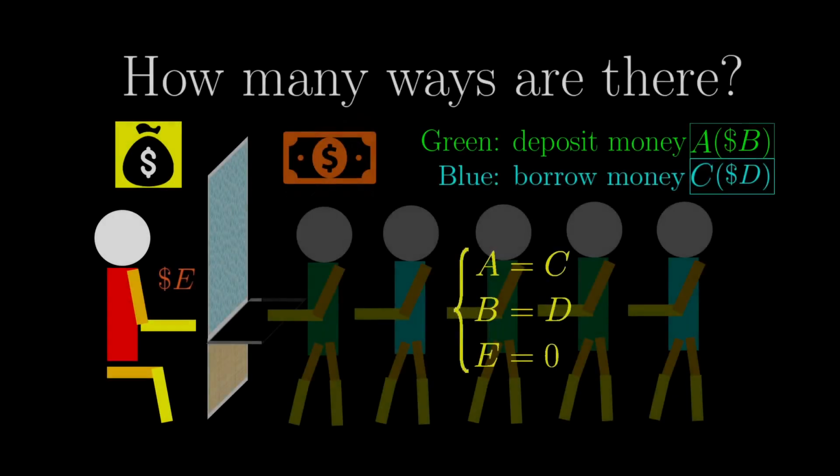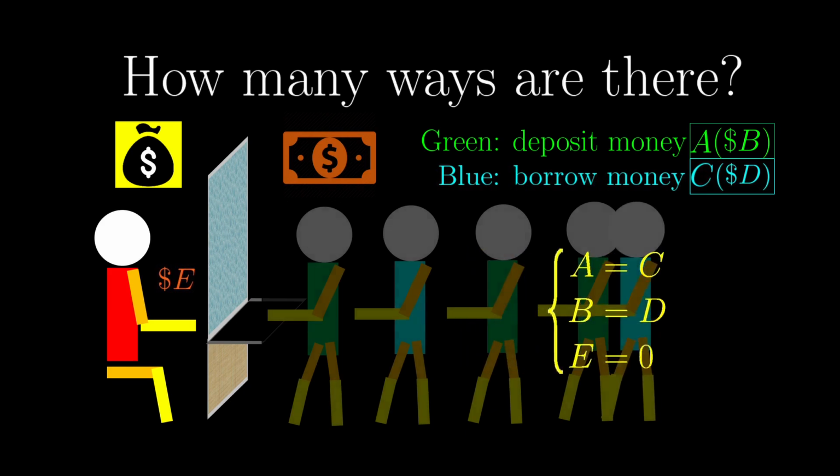In the previous videos, I said we would tackle this particular case in this video. Remember that A represents the number of people depositing money, B the amount of deposit, C the number of people borrowing money, D the amount of loan, and E the amount of cash the bank initially has. This set of conditions can then be interpreted as follows.